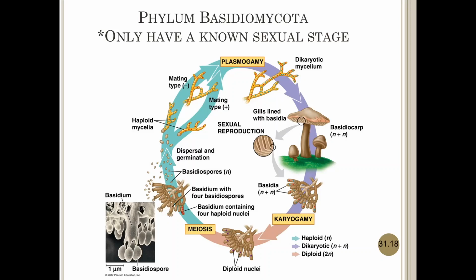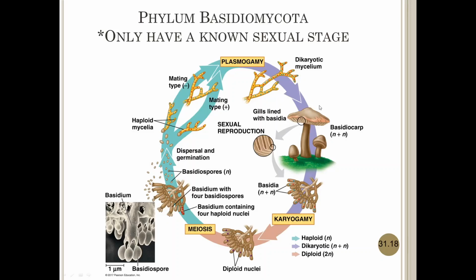Okay, so we're going to go through the life cycle here, and then I'm going to proceed to show you some examples. Okay, so equivalent then to the ascocarp that we saw in Ascomycota, instead of having a cup fungus or a truffle or a morel, you have a mushroom.